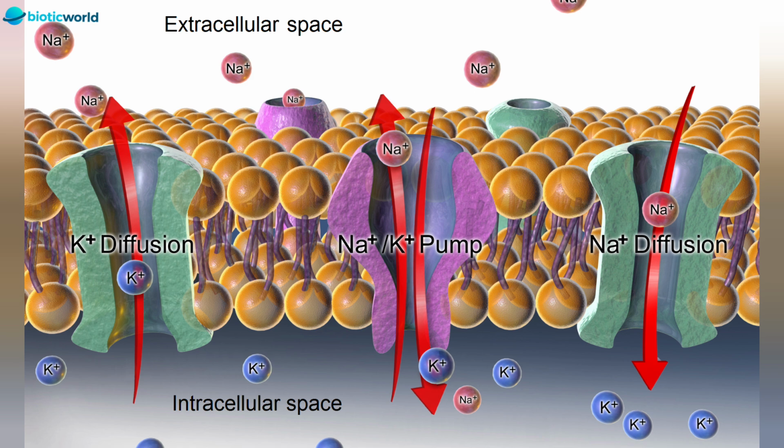Resting membrane potential. The difference in charge across the membrane is maintained by the movement of ions, particularly sodium ions and potassium ions, via ion channels and pumps. This difference in charge allows the cell to respond to stimuli, such as during the conduction of nerve impulses.